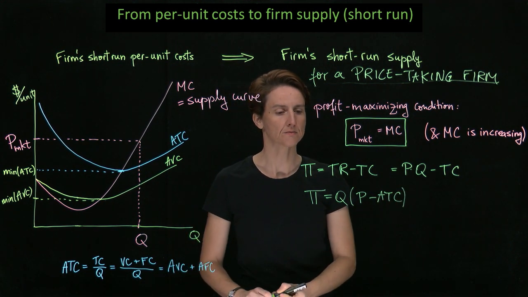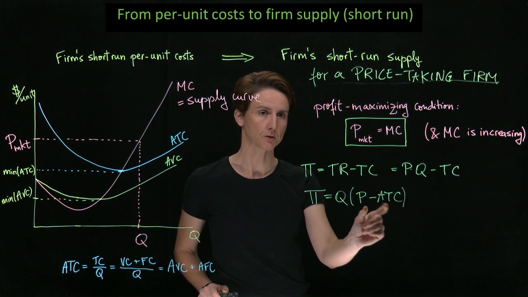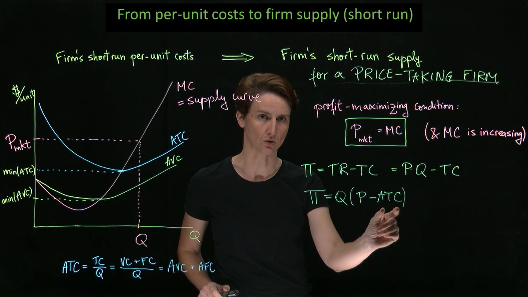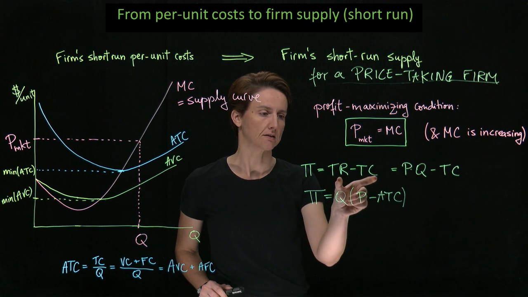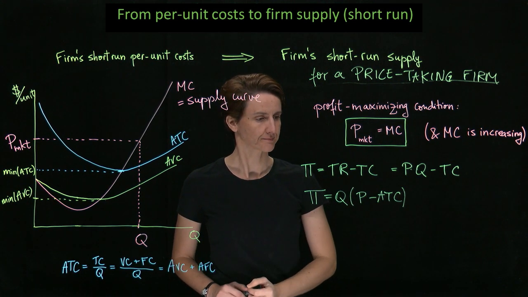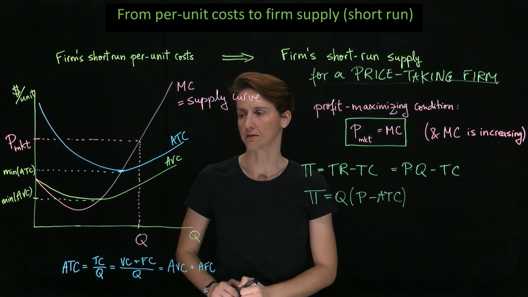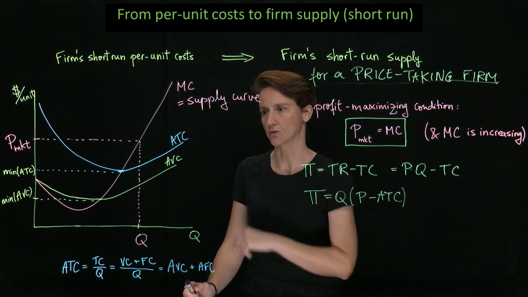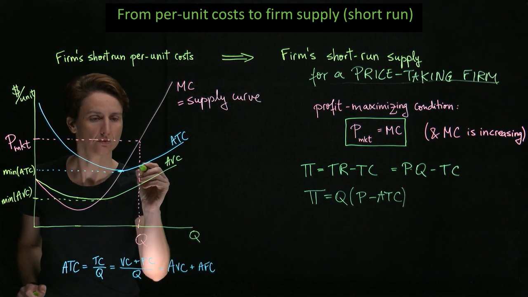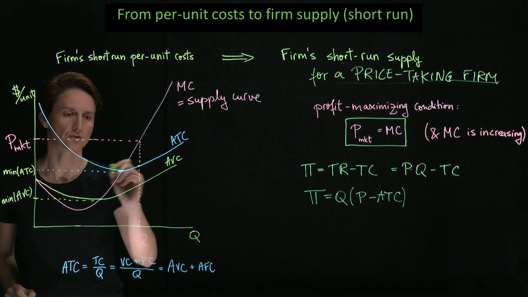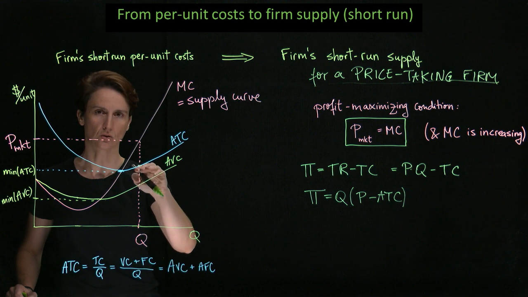In other words, the firm's profit equals the number of units it sells times the difference between price and the average total cost. This is simply reorganizing the definition. This is the most helpful way to read profit in the graph because we already have the average total cost curve drawn. And so at output level Q, this is how much it costs on average to produce each unit, counting all types of costs.